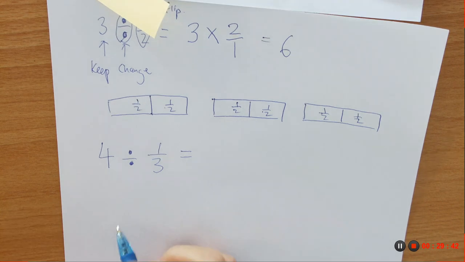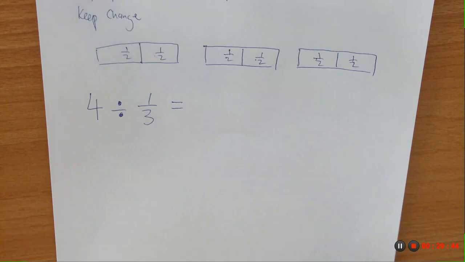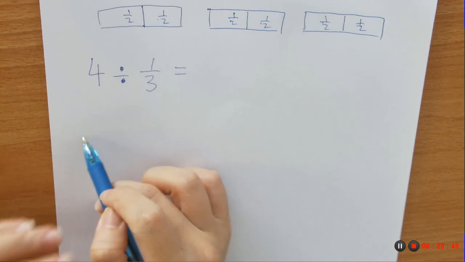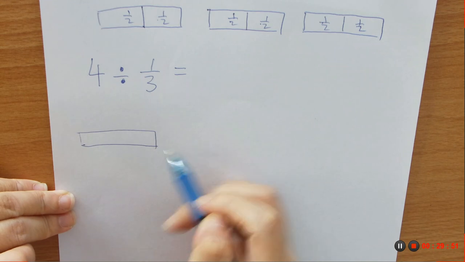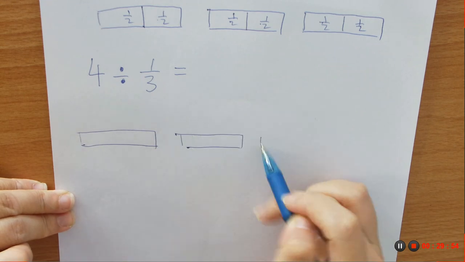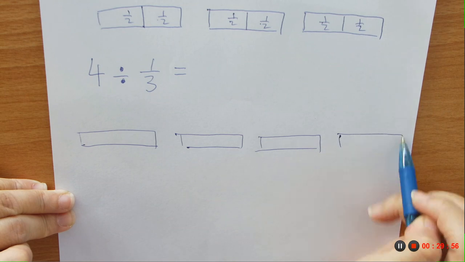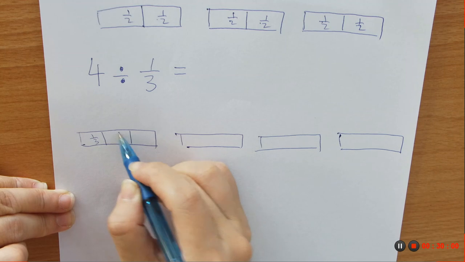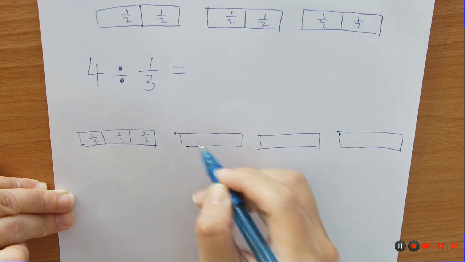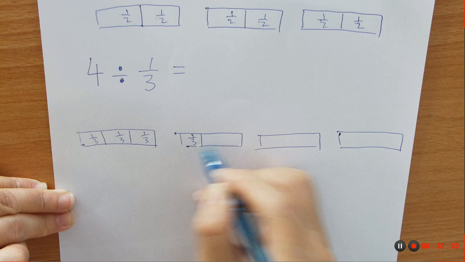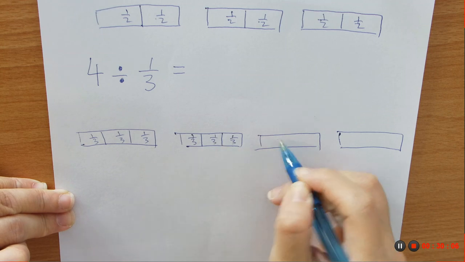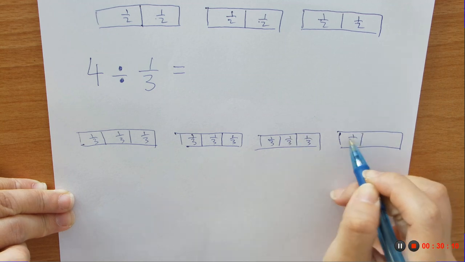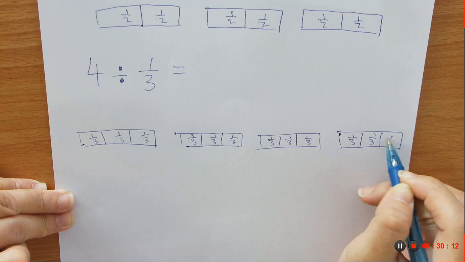1, 2, 3, 4, 5, 6, 7, 8, 9, 10, 11, 12. What's the shortcut? Yes. Keep the first number, change the operator of divide into times. Flip the fraction 1/3 to 3/1 becomes 12. Easy? Easy, very good. Can get it now? Can understand now? Tomorrow we will throw in word problems.